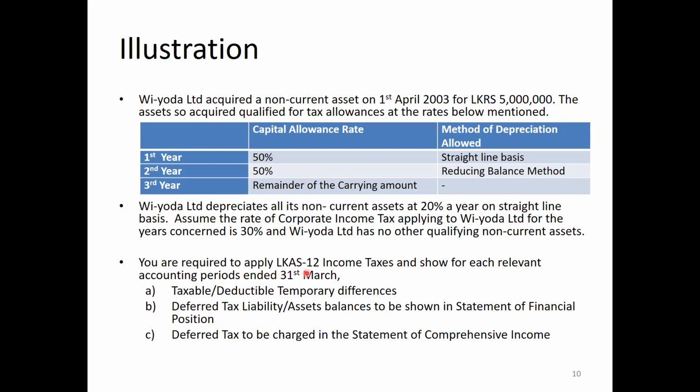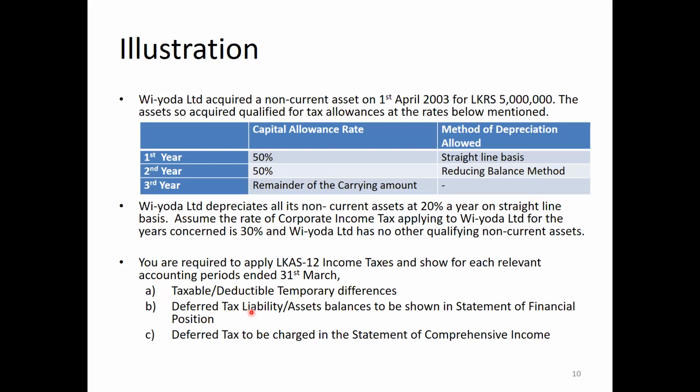You are required to apply LKAS 12 Income Taxes and show for each relevant accounting period ended 31st March. So this is an exam type question, right? When you see past papers, you may encounter this kind of question. First, we have to find the taxable or deductible temporary differences. A taxable temporary difference means deferred tax liability. A deductible temporary difference causes a deferred tax asset.